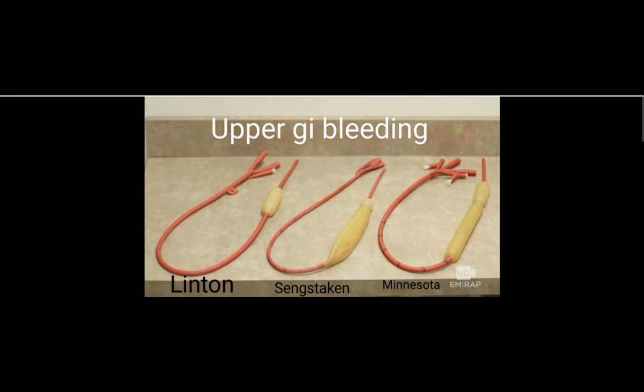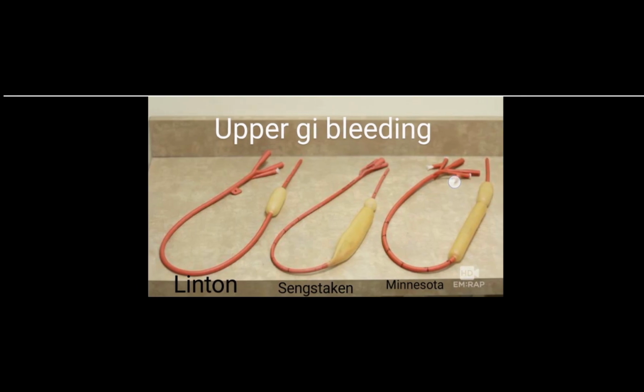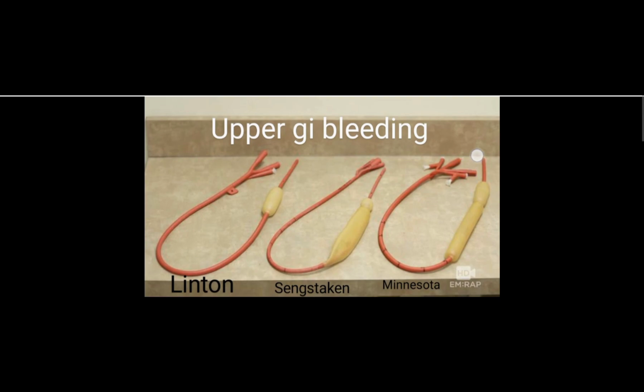Two balloons are present. While in the Minnesota tube, there are two aspiration or suction ports, two inflating ports, and two balloons. Here was one suction port for the gastric part. Here, gastric as well as esophageal suction ports are present. So that is about the tubes used in upper GI bleeding.